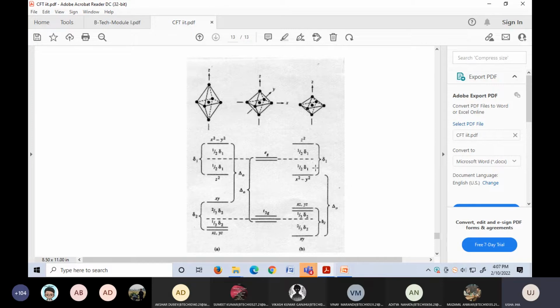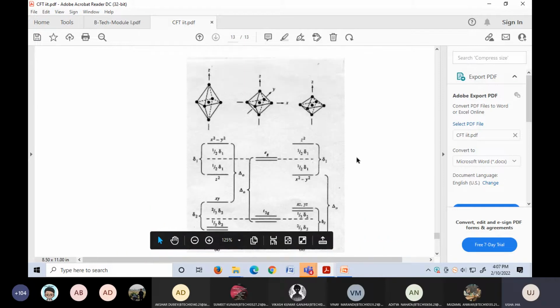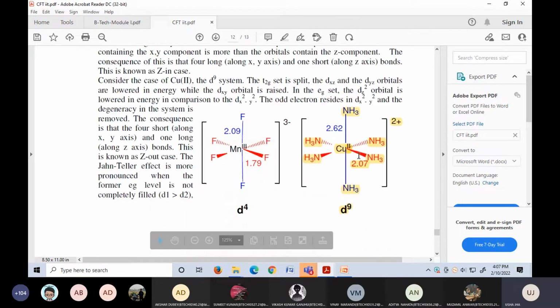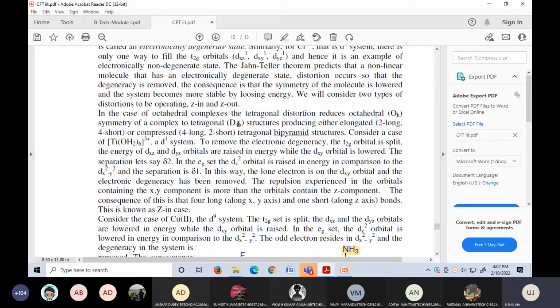Any doubts in that? Do you understand this Jahn-Teller theorem? This is all that it is trying to tell you. So let's read it. Maybe now it will become clearer to you. Okay. Consider there are 2 types. We said the consequence of this is 4 long along the xy axis and 1 short bond. This is known as, no, where was I reading it?